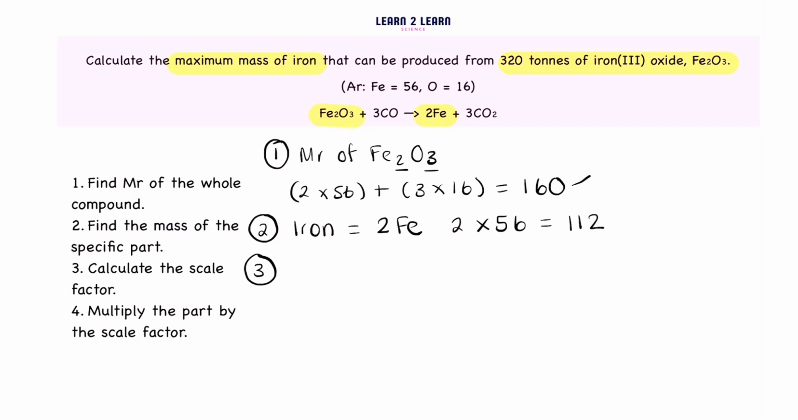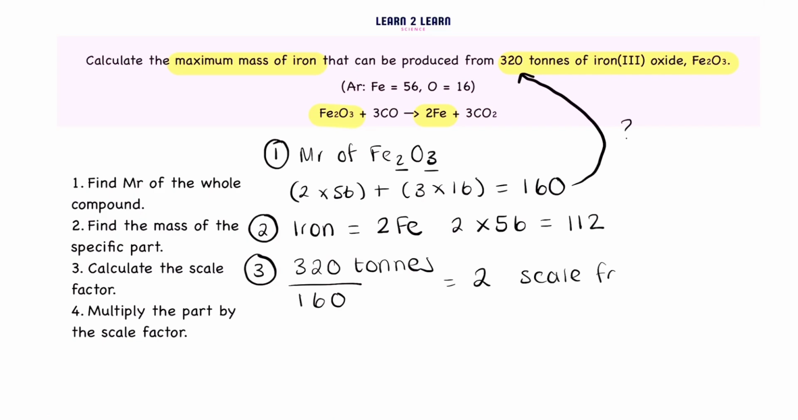Part 3 is calculating the scale factor. To do this, we are going to deal with the 2 knowns that we have from the question. So we know that we have 320 tons of iron oxide and we know that MR is 160. So we are going to do mass divided by MR, which gives us 320 tons divided by 160, which gives us 2, meaning our scale factor is 2.